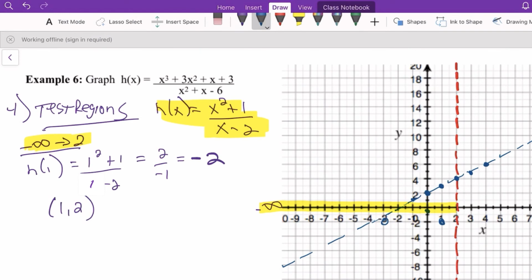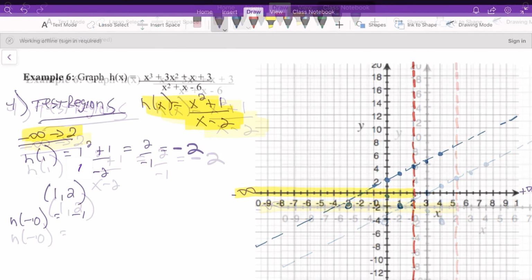So what I think I'm going to do is pick another point a little further out. We've already got one here at -3. I think I'm going to go a little further out. I think I'm going to do h of -10, and that will give us a good clue over here. Let's do h of -10.